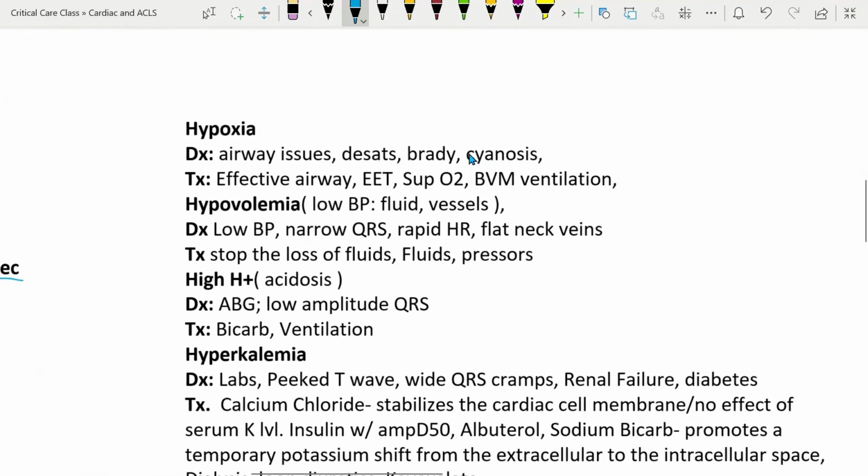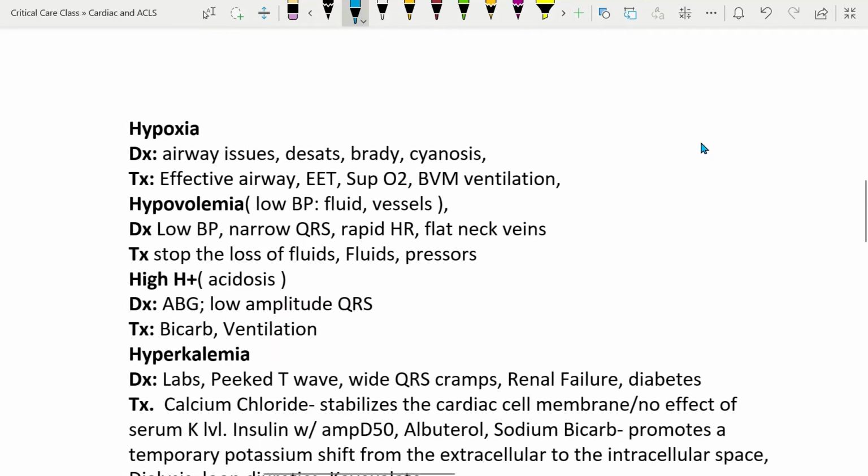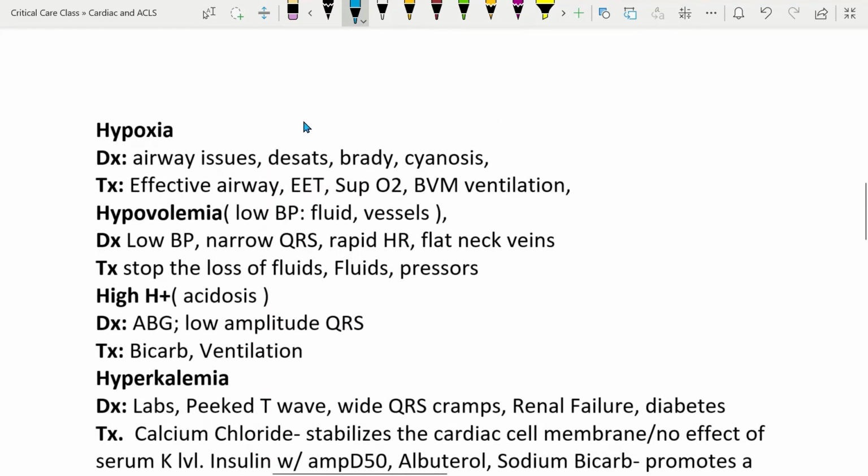Under the Hs category of possible causes that led to pulseless electrical activity or asystole, the first on the list is hypoxia. Diagnosis can be supported by frequent airway issues, desaturations, bradycardia, cyanosis. Treatment is an effective airway, such as an endotracheal tube, supplemental oxygen, and bag mask ventilation.